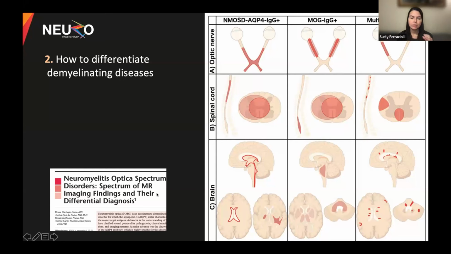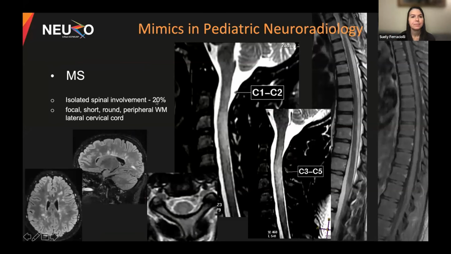So this article is really, I think, amazing because it has all of these schemes to think about. No, I have this, it's weird, it doesn't seem infectious, the lesions don't seem neoplastic, it must be demyelinating, which one? And then you look at this and it may help you to get the right diagnosis. So these are the cases which have this specific diagnosis.